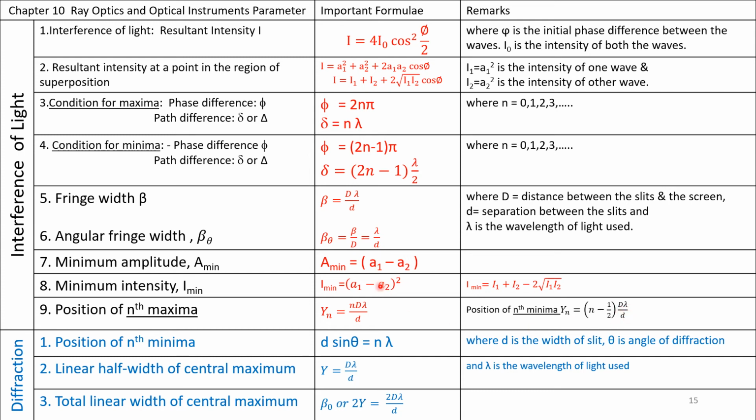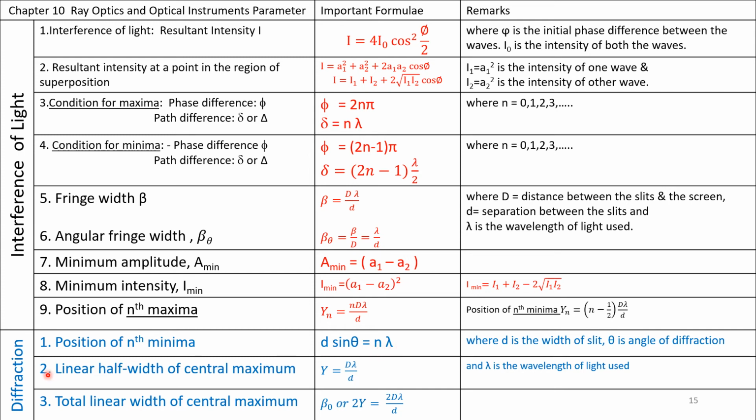Now these 9 or 10 formulae have been given for interference. Now diffraction. Here in diffraction, the first one is position of nth minima. Nth minima is given by d sine theta is equal to n lambda, where d is the width of slit and theta is the angle of diffraction and lambda is the wavelength and n is an integer.